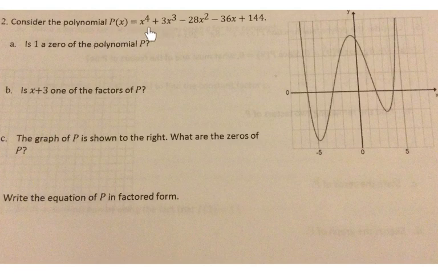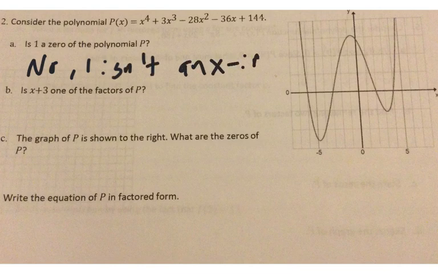Here's a polynomial: x to the fourth plus 3x cubed minus 28x squared minus 36x plus 144. It wants to know, is 1 a 0? Well, you can look here on the graph. It does not cross the x-axis at 1. So it's not an x-intercept. No, 1 isn't an x-intercept.